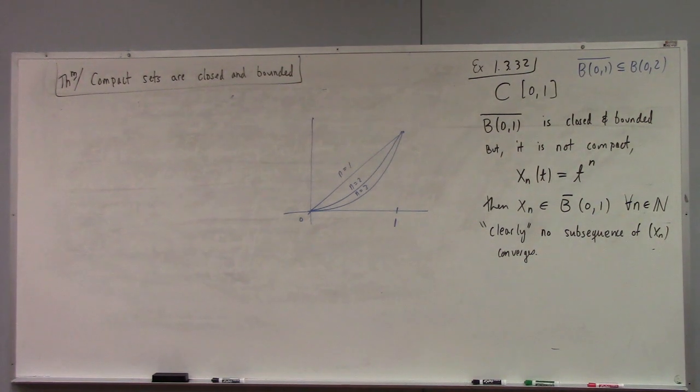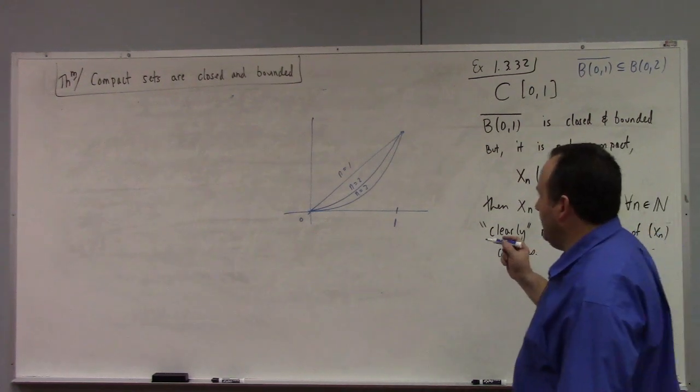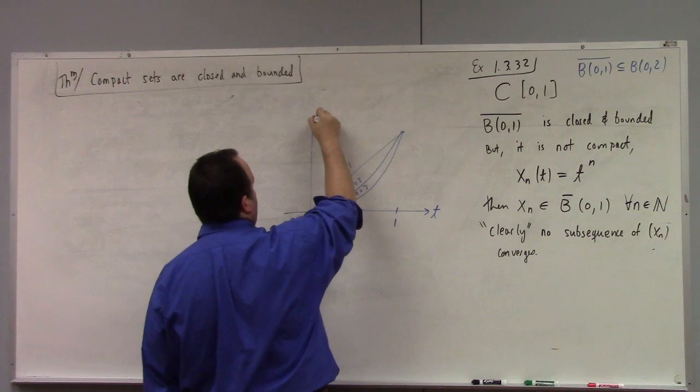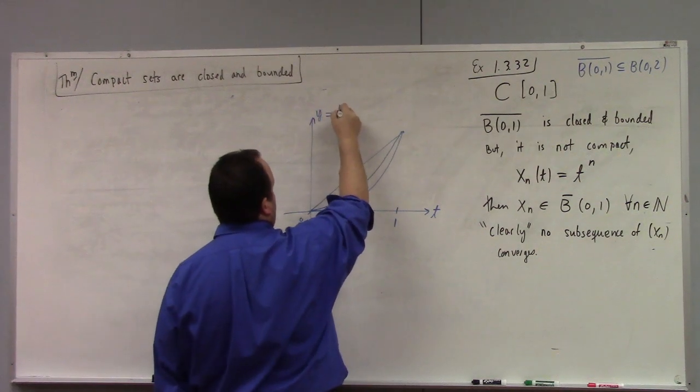Right? But not for varying t. It's not for varying t. You have to choose a particular fixed t. For fixed t, well, I'm graphing t versus, say, y equals t to the n here, you know.